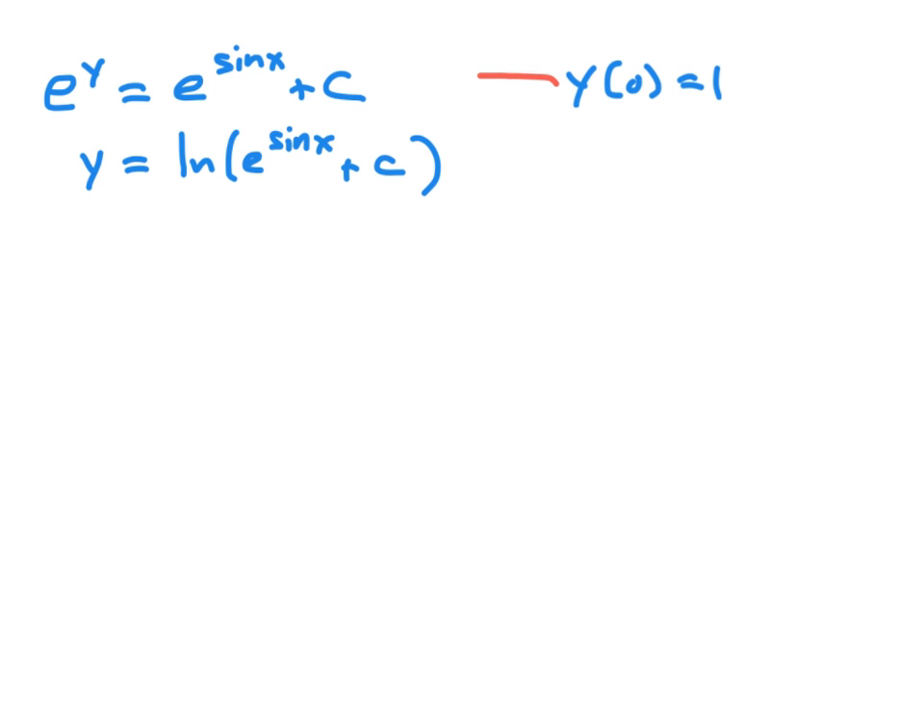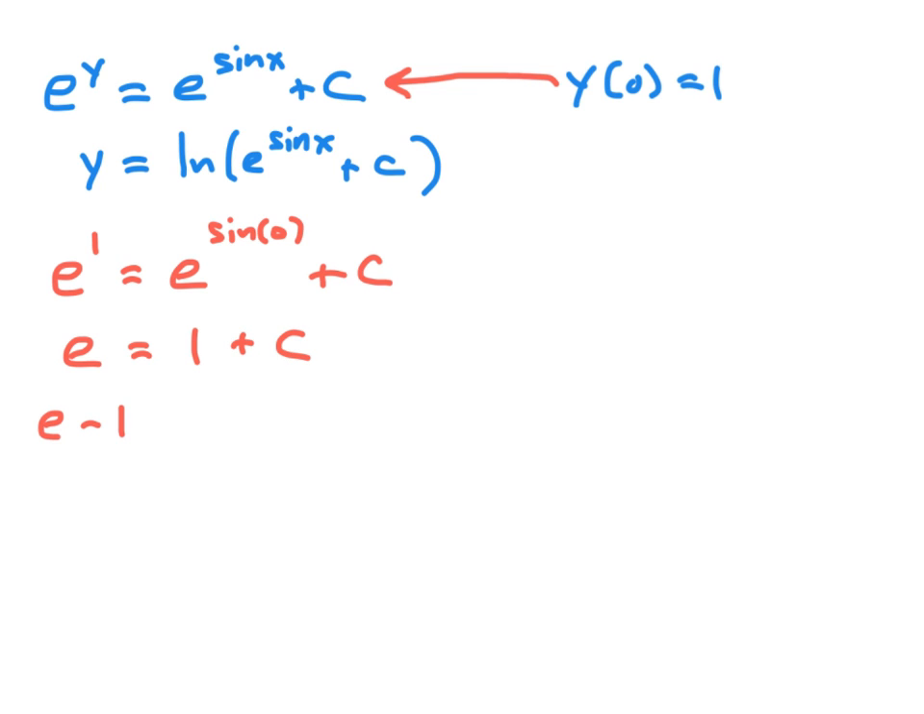So we're going to take our initial condition, y of 0 equals 1, and substitute it into our solution, e to the y equals e to the sine x plus c. And when we do that, we get e to the first power equals e to the sine of 0, plus c. e to the first is just equal to e. And sine of 0 is equal to 0, so this becomes e to the 0, or 1. And so we can subtract 1 and see that c is going to be the value e minus 1.